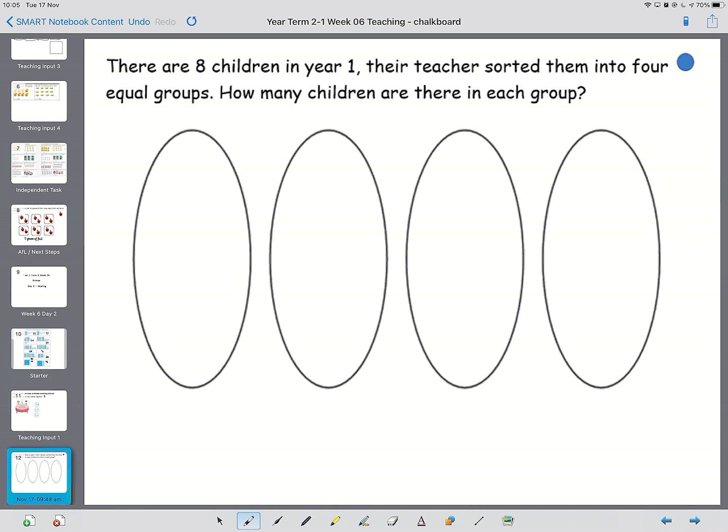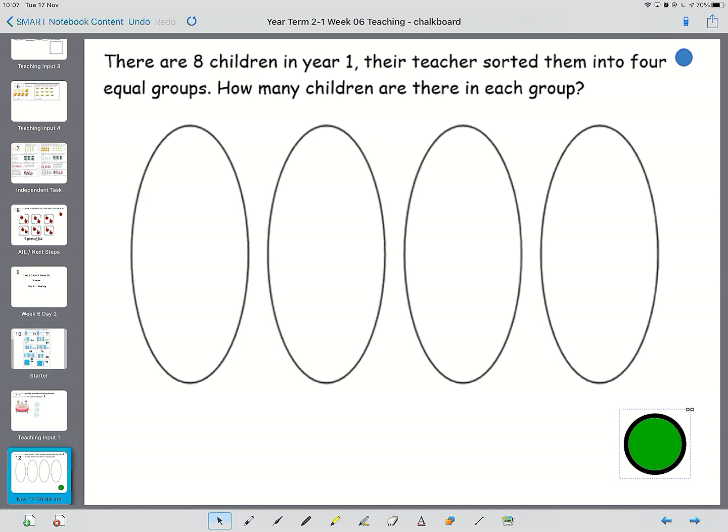Here's another example, and this is what we're going to be doing in class with big laminated sheets and counters. As soon as you're ready, we'll go through this. Just have a think about what we're going to need to do. There are 8 children in Year 1. The teacher sorts them into 4 equal groups. How many children are there in each group?